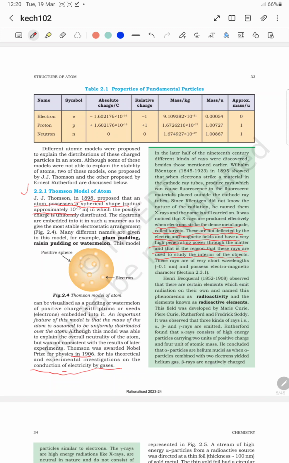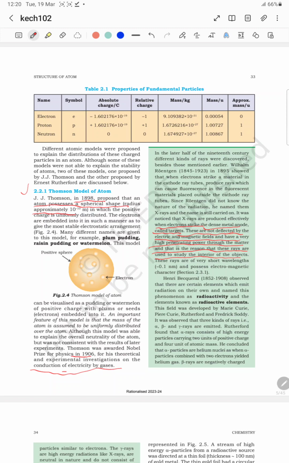Henry Becquerel, 1852 to 1908, observed that there are certain elements which emit radiation on their own and named this phenomenon as radioactivity, and the elements known as radioactive elements. This field was further developed by Marie Curie, Pierre Curie, Rutherford, and Frederick Soddy. It was observed that three kinds of rays, alpha, beta and gamma rays are emitted.